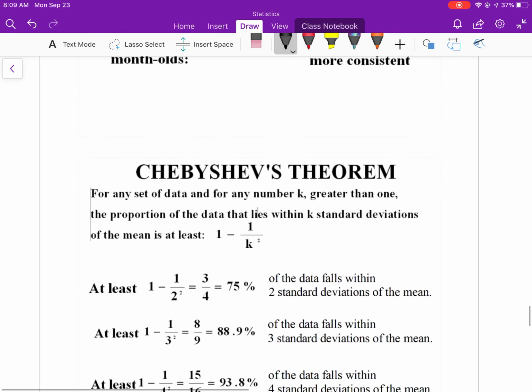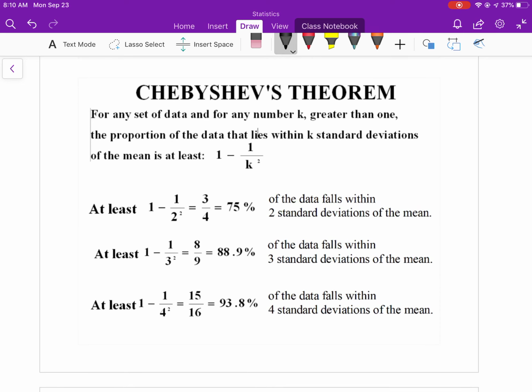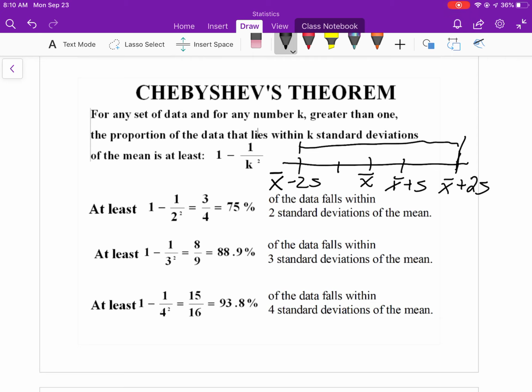The last thing I want to talk about is this theorem called Chebyshev's theorem. It says that for any set of data and for any number k greater than 1, the proportion of the data that lies within k standard deviations of the mean is at least 1 minus 1 over k squared. So k standard deviations means, on a number line from the mean, if I put the average right here and count up 1 standard deviation and 2 standard deviations, I would also do the same thing in the opposite direction. That right there is 2 standard deviations away from the mean.